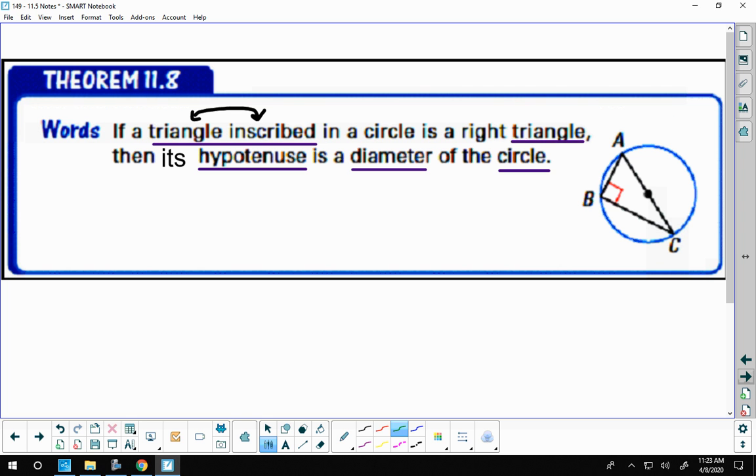All right, next theorem. If this should say inscribed triangle. If an inscribed triangle in a circle is a right triangle, so here you can see the 90 degree angle, then its hypotenuse is a diameter of the circle. So if this is 90 degrees, then this is a diameter.